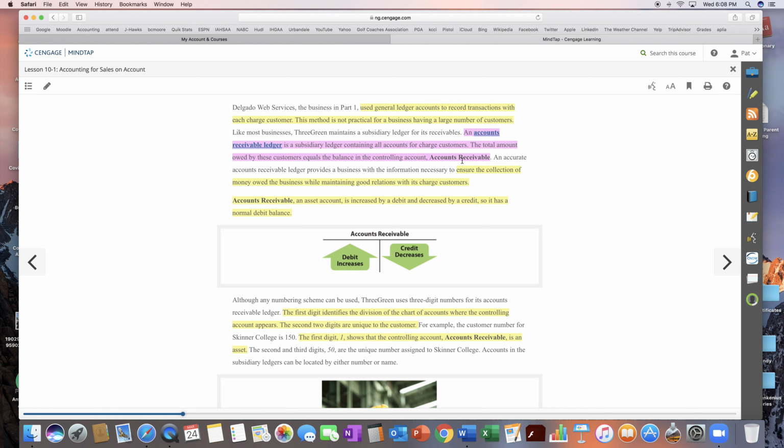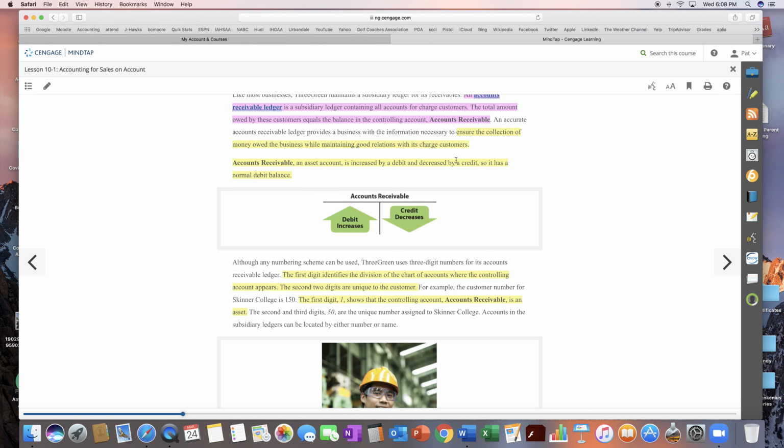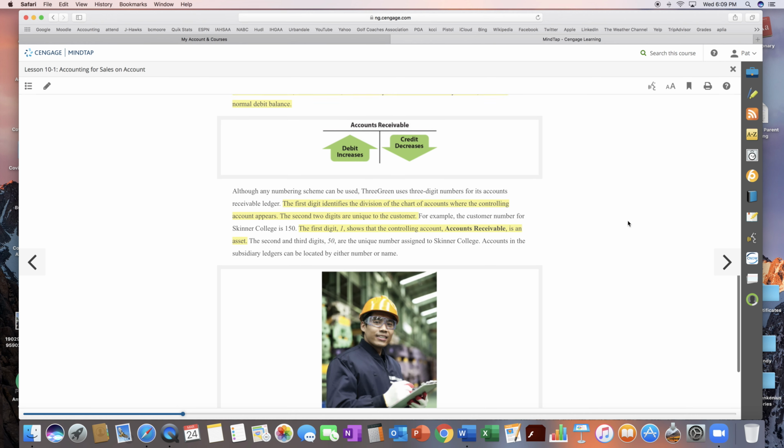So we've already mentioned that before. We'll have this new ledger with the accounts receivable with all our customers that we make sales on account to, and all those numbers added up should equal accounts receivable. The reason we do this is to ensure that collection from these customers is possible. Okay. Accounts receivable, just as a general reminder, is increased by a debit. That's nothing new, we're just going over it.